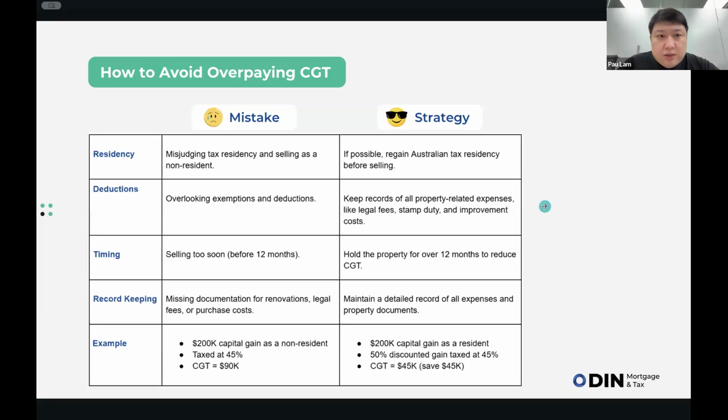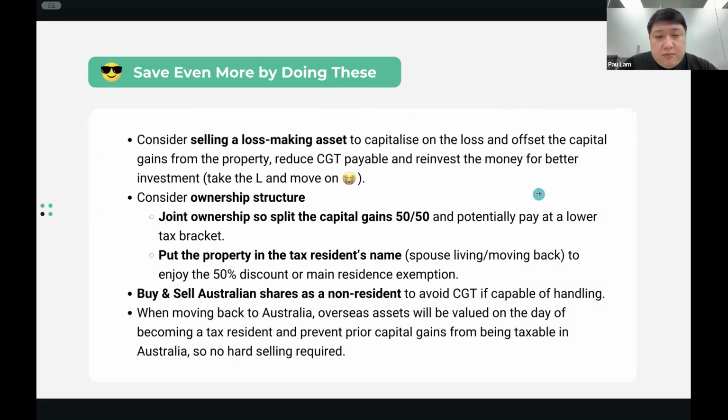And a few more tips to try to save a bit more. One example here is if you have loss-making assets like shares, where you make a loss on the shares, maybe you just want to consider selling the assets and capitalizing the loss, which can be used to offset the capital gains on property, which can reduce your capital gains payable, and you can reinvest the money for better investment.